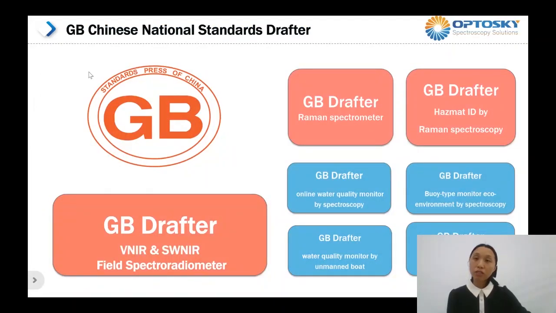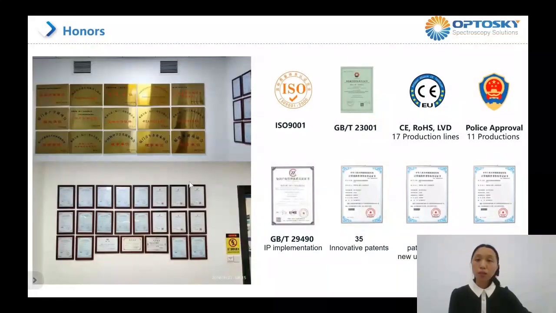We not only develop many advanced instruments, we also draft Chinese national standards to help industries grow. We are the GB drafter of the field spectral radiometer and Raman spectrometer standards, as well as other GB draft standards. We are ISO certified. Our products are exported under the European CE rules, LVD. We also have police approval product certificates, and we have 35 patents and 65 utility model designs, and our software copyrights number 56.